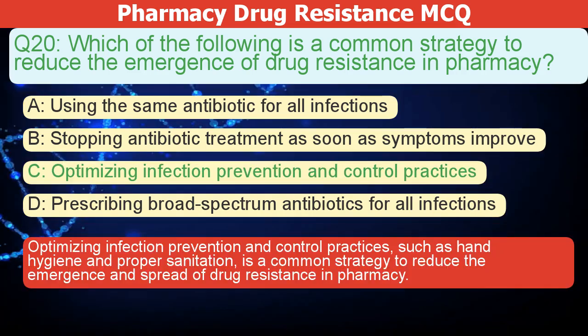The correct answer is C. Optimizing infection prevention and control practices, such as hand hygiene and proper sanitation, is a common strategy to reduce the emergence and spread of drug resistance in pharmacy.